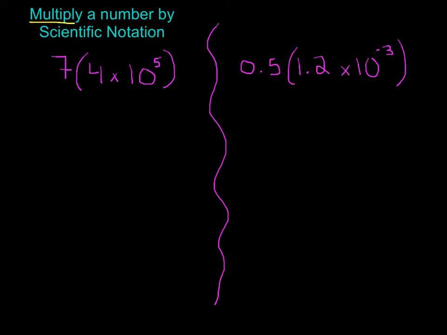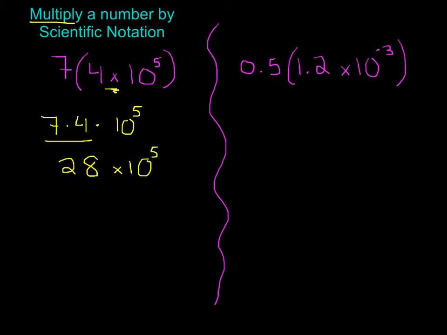Now this looks like the distributive property, but it is not, because the distributive property is when you have addition and we have multiplication. So really all this is saying is 7 times 4 times 10 to the 5th power. We're just multiplying three numbers together. So you can multiply the two coefficients. 7 times 4 is 28, and then we have 28 times 10 to the 5th power.